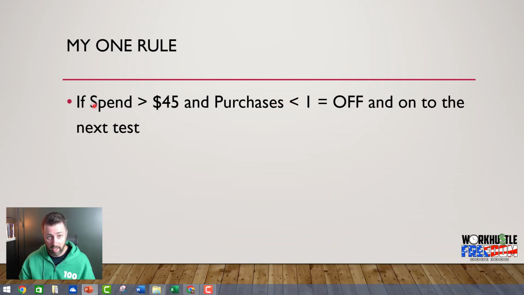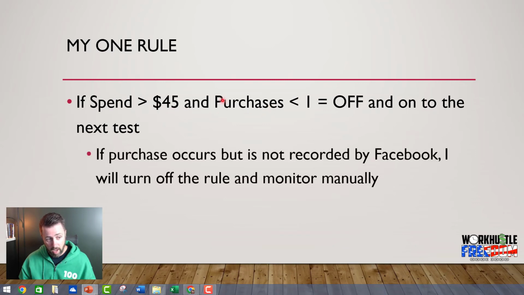And that's at the campaign level. So each of them spends it. You want to just turn it off if you don't have a sale after $45. If a purchase occurs, so if you get a sale from it in your store, but it's not recorded by Facebook, make sure you turn off that rule right away.